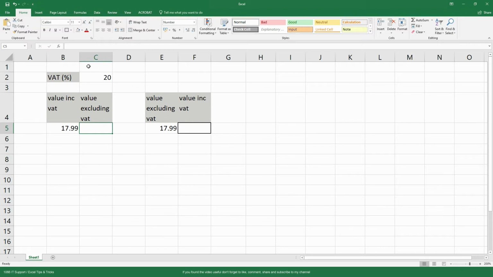So first off, I'm going to select cell C5 and type in the following formula. Equals B5 minus open bracket, B5 divided by 100, close bracket, multiply C2, close bracket. Now when I run this formula, it shows me that $17.99 exclusive of 20% VAT is $14.39.